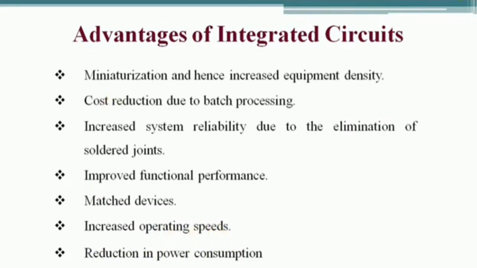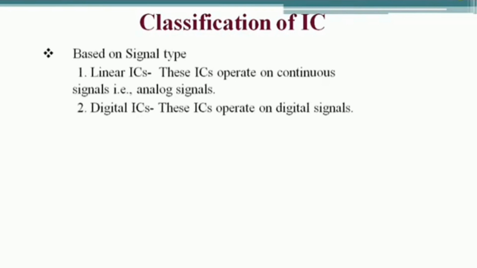Now we are going to see how the ICs are classified. The ICs are classified based on three parameters. The first parameter is based on the signal type. We call it the operation of signals on an IC. One is a linear IC and the second one is a digital IC. The linear ICs only operate on continuous signals, which we call continuous or analog signals. And the digital ICs operate only on digital signals, which we can also call binary signals.